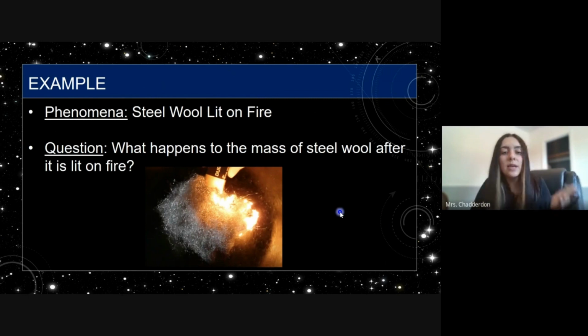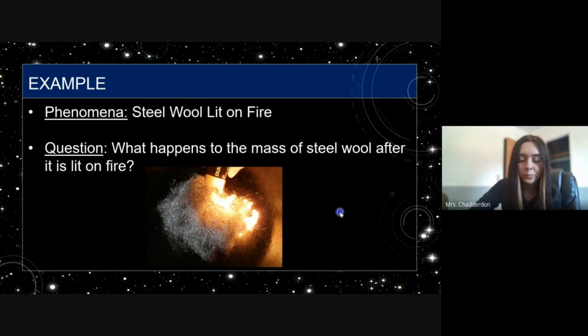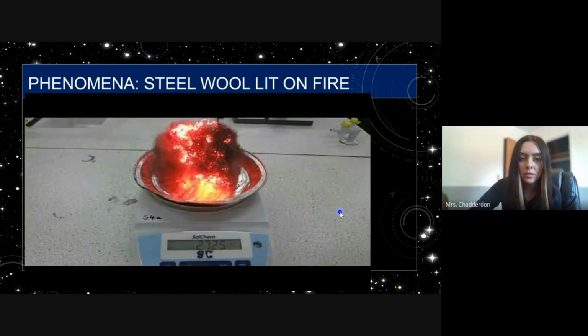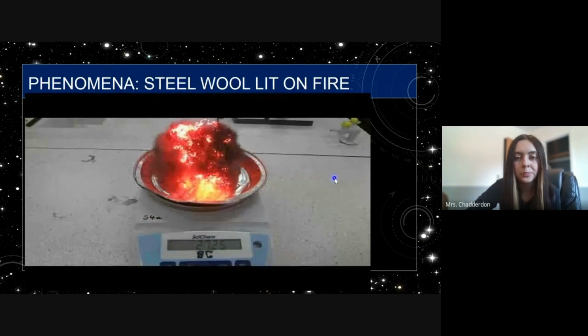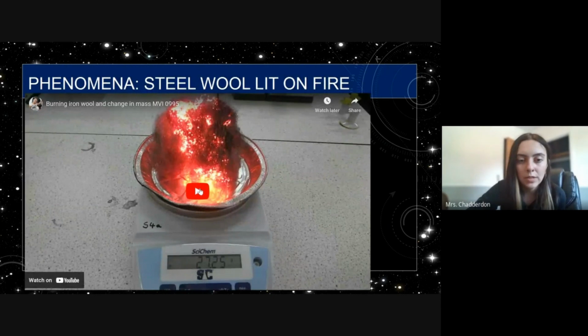So let's say that we sort through those questions and we really like the question that someone came up with, and it says, what happens to the mass of steel wool after it's lit on fire? Sounds like we could try that. So then we do an investigation. We do a lab to figure out the answer. And just in a moment here, I'm going to show you an example of that lab. Okay, so take a look.